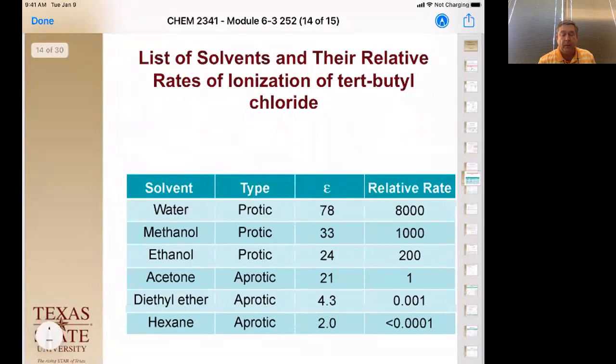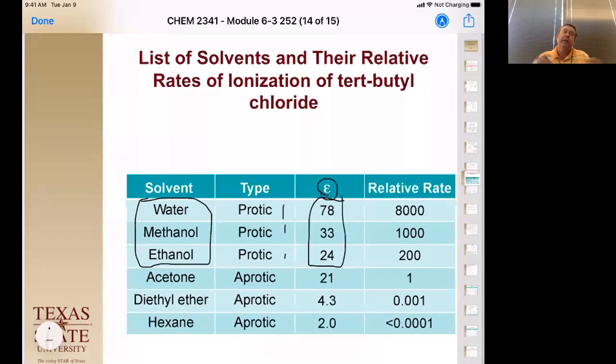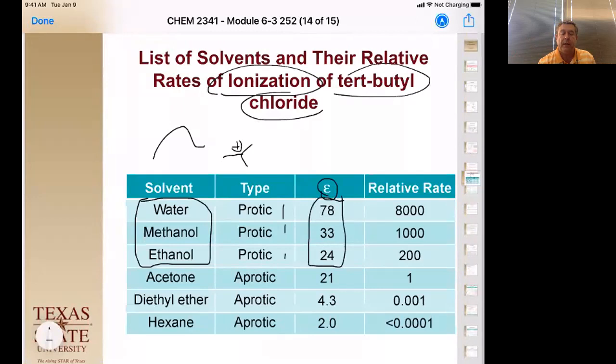If we look at water, methanol, and ethanol, those are all really good solvents, really cheap, nice to use. They're all protic right here. And this is epsilon, the dielectric constant. This is basically telling you how it relates to the dipole of the system and how strongly it solvates things. We tried to do the ionization of tert-butyl chloride, which means we're doing that first step, making that intermediate, the carbocation of the t-butyl chloride.